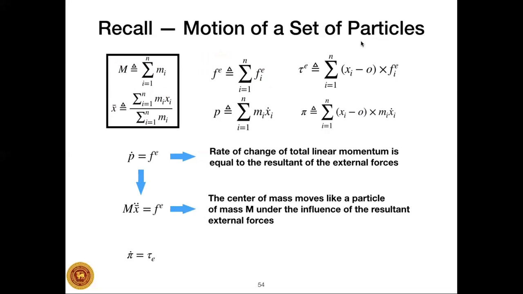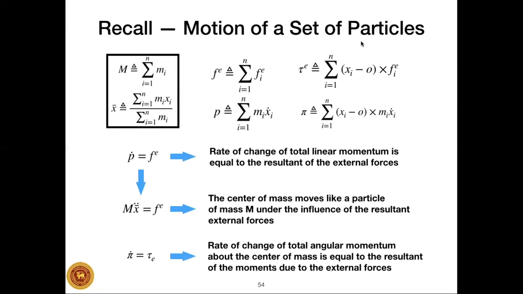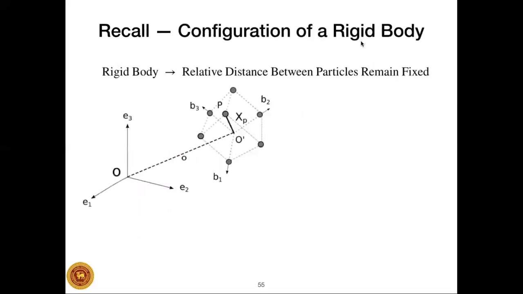Then we also saw that the rate of change of total angular momentum is given by this, and if the frame is located at the center of mass of the set of particles, then the rate of change of angular momentum is actually equal to the total resultant of the force moment of the external forces acting on the particles. So we saw this in a previous slide.